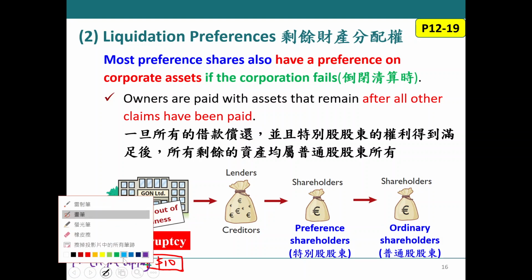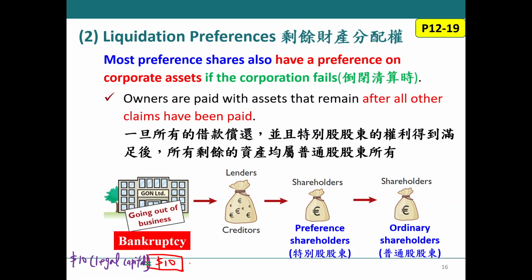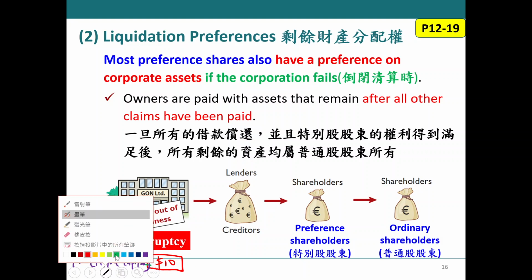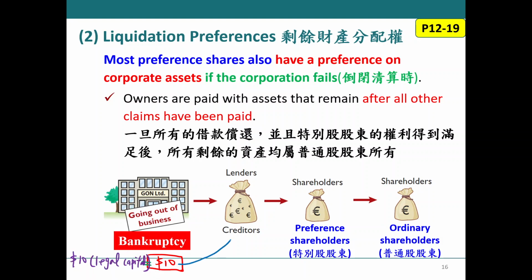So it means your company still has the $10. So you could use the $10 to pay. At least you have $10 to pay creditors, to pay debt.